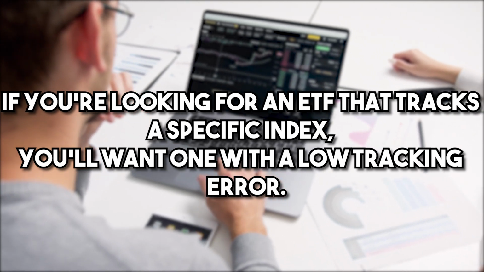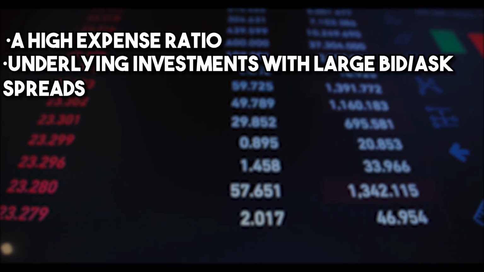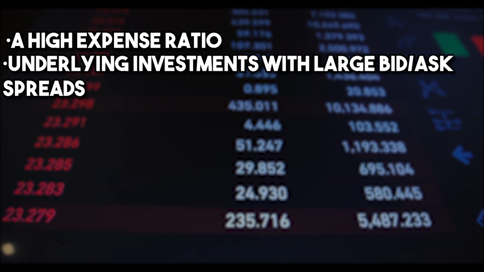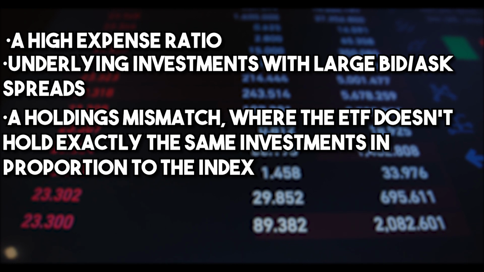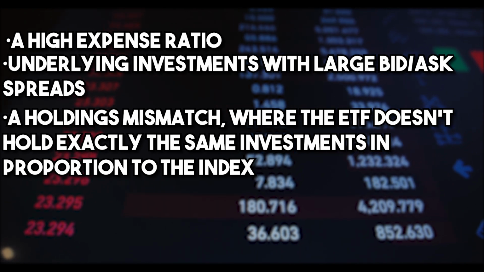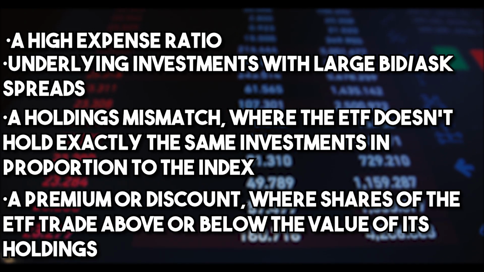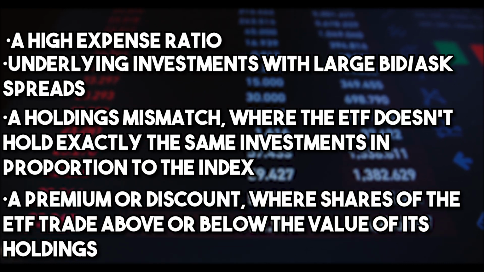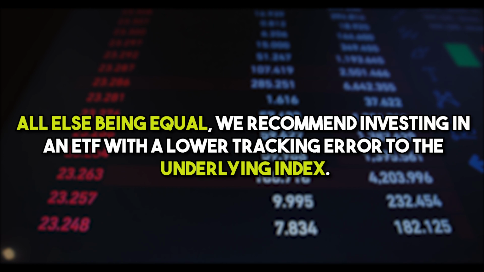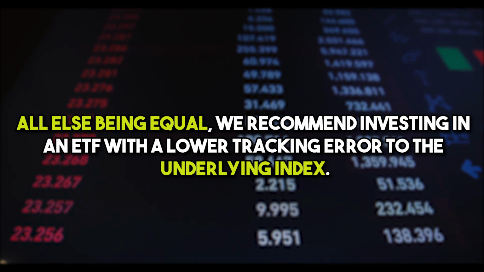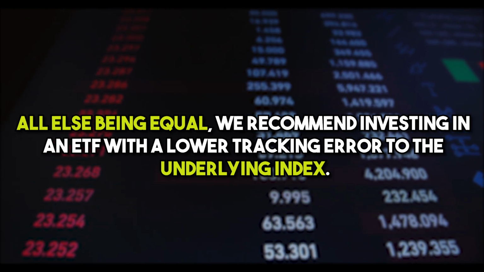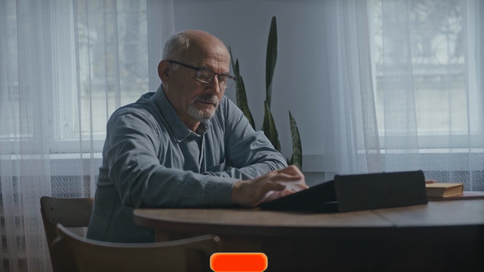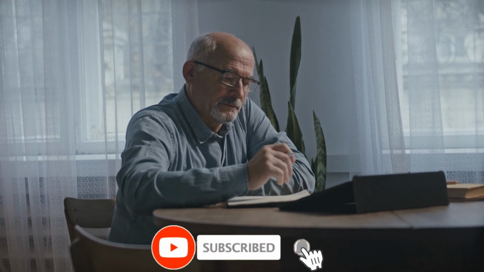Causes of tracking error include a high expense ratio, underlying investments with large bid-ask spreads, a holdings mismatch where the ETF doesn't hold exactly the same investments in proportion to the index, and a premium or discount, where shares of the ETF trade above or below the value of its holdings. All else being equal, we recommend investing in an ETF with a lower tracking error to the underlying index. You may do so by comparing historical results for an ETF to those of the corresponding index.